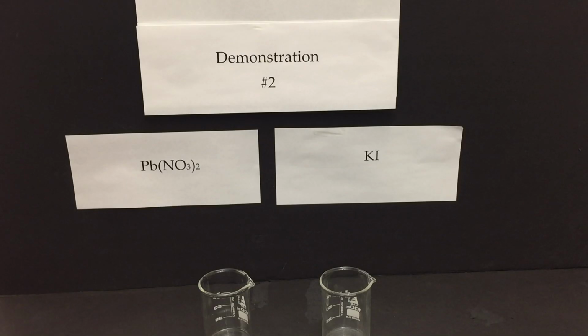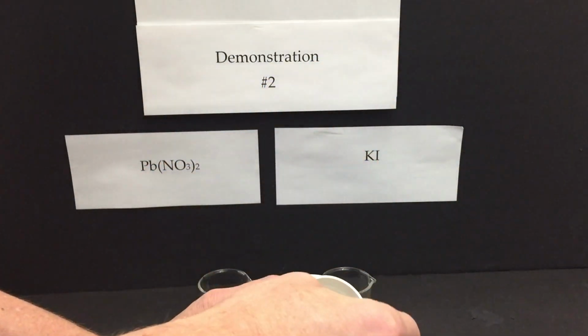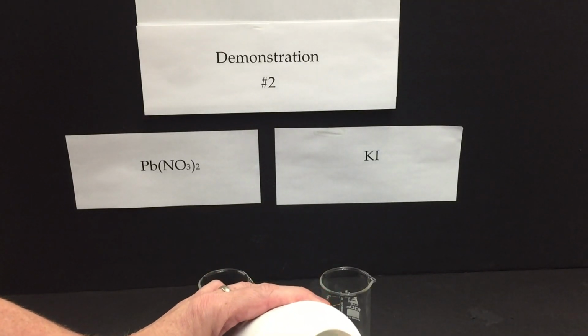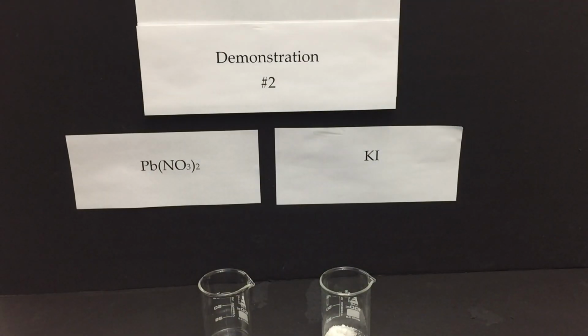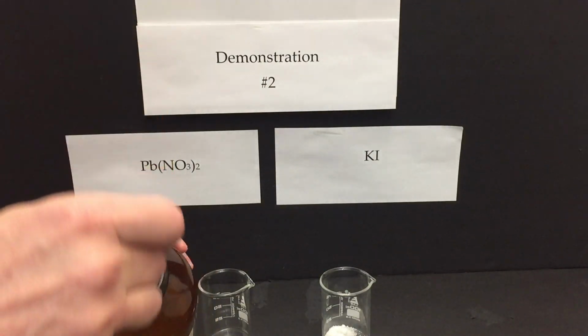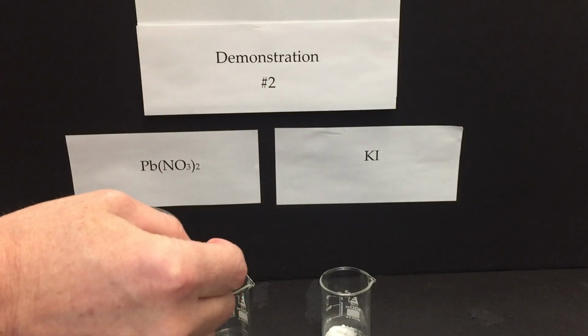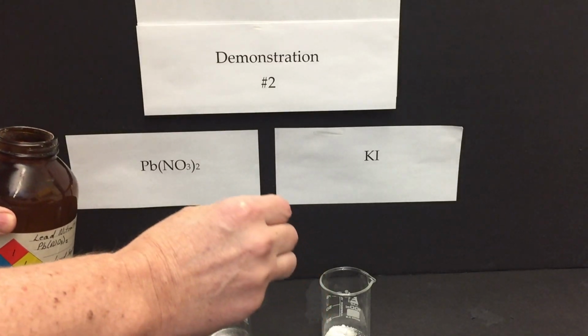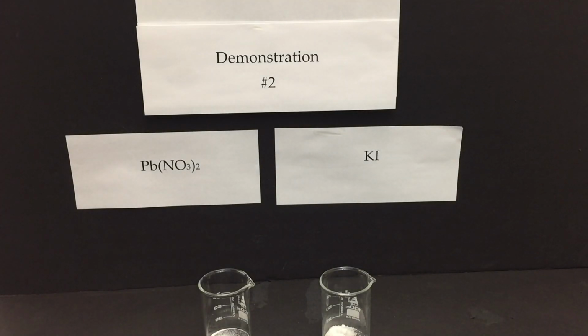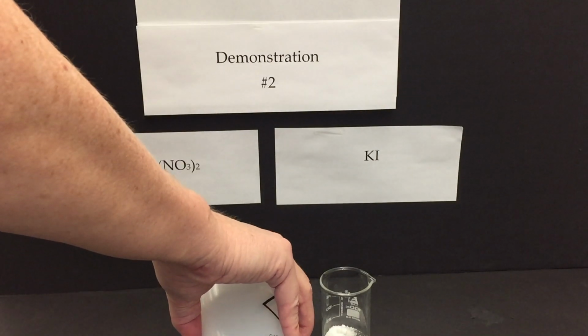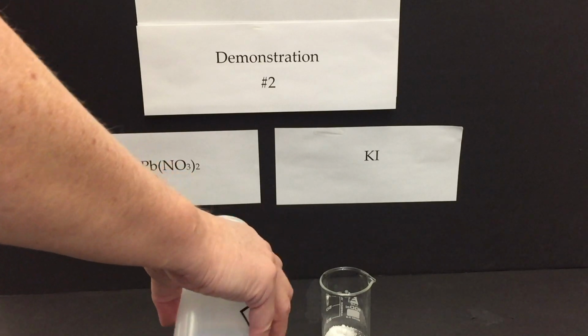Demonstration number 2. What really happened? You had 2 clear colorless solutions. Well, one of the solutions was a dilute solution of potassium iodide. It doesn't take much, just a little bit of potassium iodide dissolved in distilled water. The other solution is lead nitrate. You need very, very little lead. Again, just a few crystals with distilled water, stir it up, let it sit.